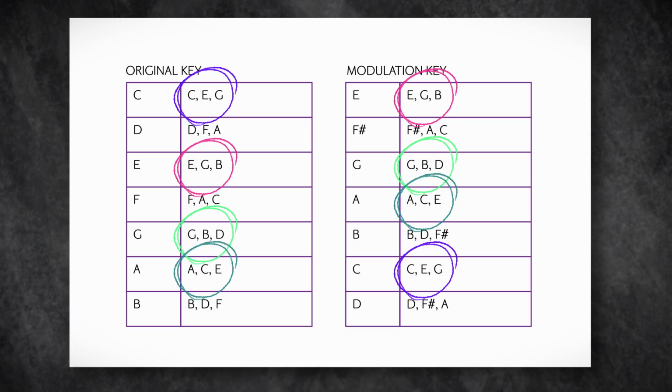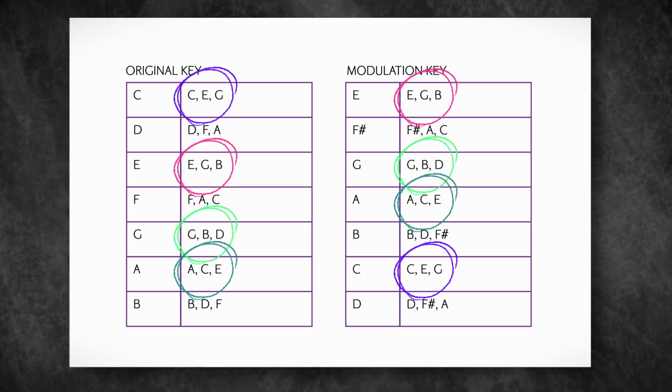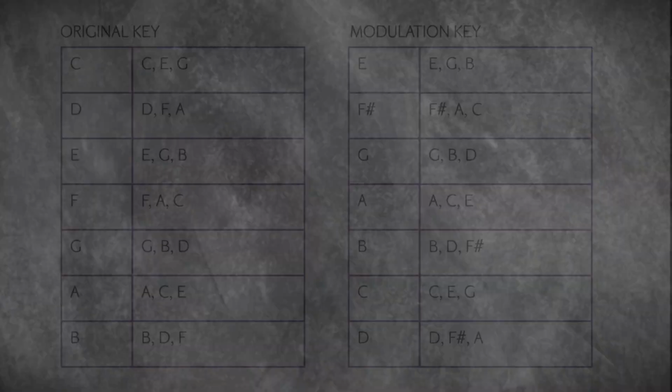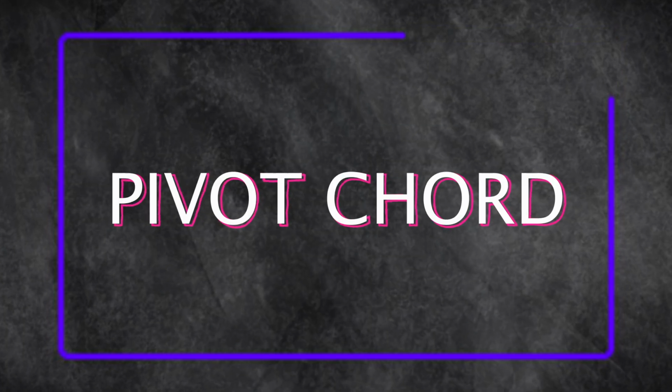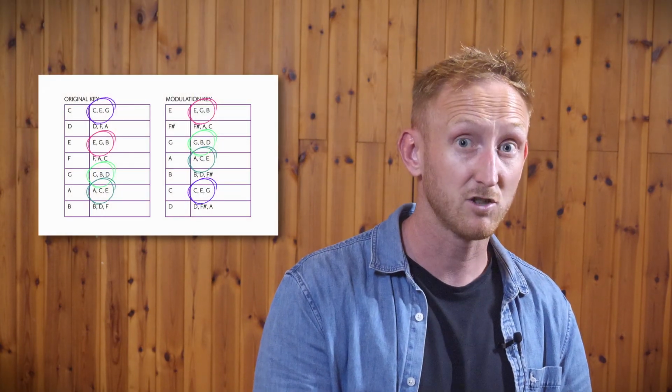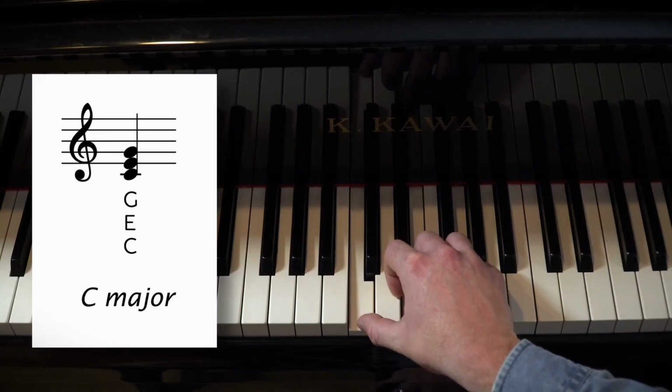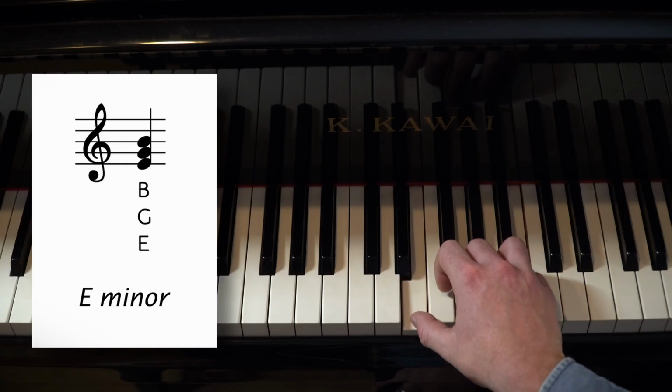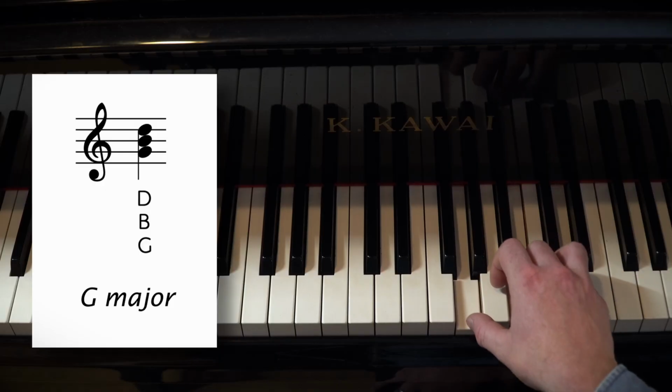Now we have all the knowledge and ingredients in order to do the modulation. So now we need to pick what's called a pivot chord. This is a chord that's shared by both the old and the new key. This pivot chord could be C major, C, E, G, E minor, E, G, B, G major, G, B, D, or A minor, A, C, E.